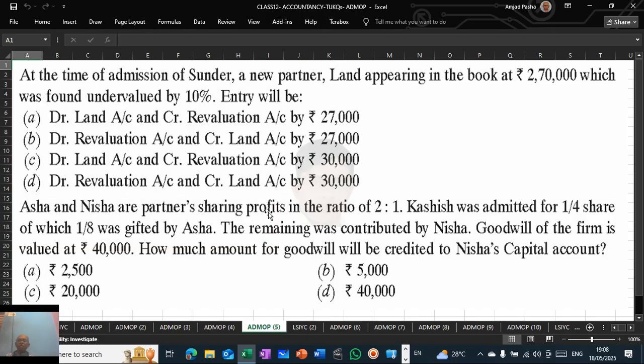Asha and Nisha are partners sharing profits in the ratio 2:1. Kailash was admitted for 1/4 share, in which 1/8 was gifted by Asha. This is the concept of gifting. The remaining was contributed by Nisha. Goodwill of the firm is valued at rupees 40,000. How much amount for goodwill will be credited to Nisha's capital account? The options are 2,500, 5,000, 20,000, 40,000. Please answer yourself, and we'll meet in the next class to discuss the solutions.